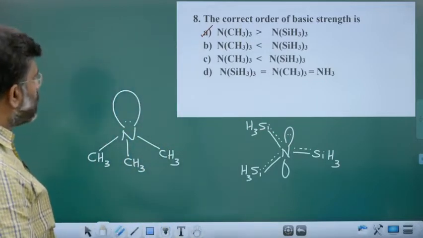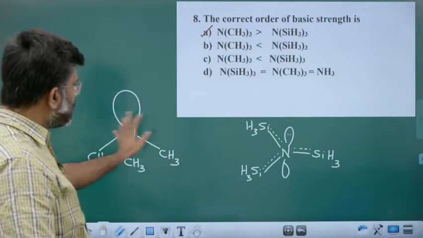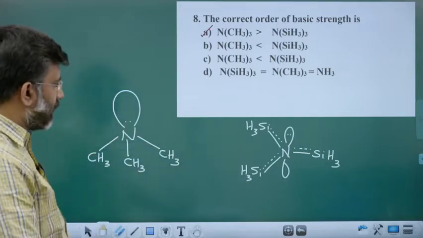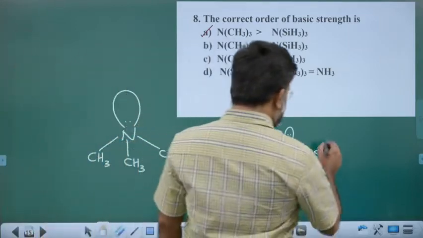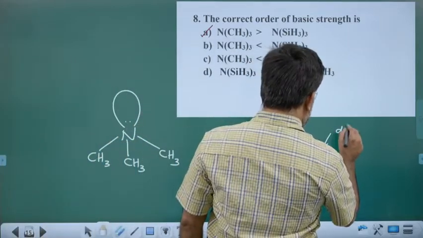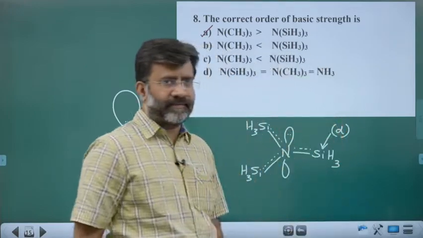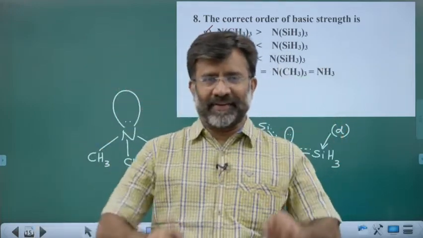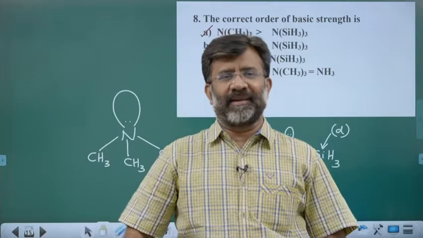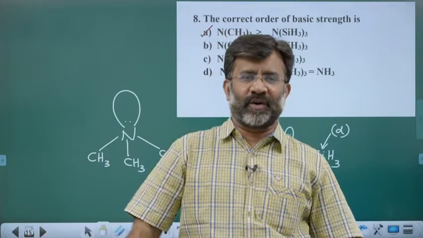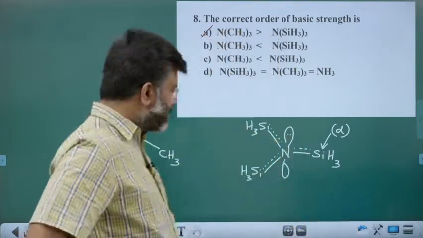So the answer is option A. There is a significant difference you must understand, and that is happening because of the vacant d orbital present with the silicon. And there can even be a partial double bond character due to the dispersing of electrons also. Okay, next question.